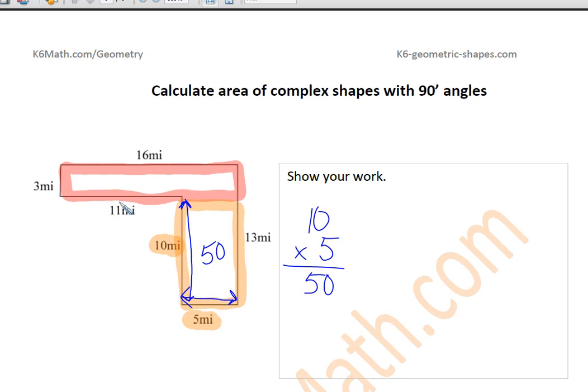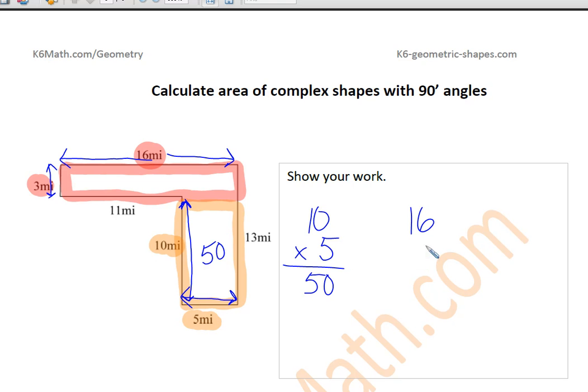Now the next one, the red one here, I'm going to take my length. Now be careful, make sure that you're using the right number. Don't use 11 because 11 is only the distance from this corner down to this corner. So don't use 11. We're going to use 16 because that's the distance from this corner all the way to this corner. So 16 is my length, and I'm going to multiply that by my width, which is 3 miles, because that's the distance from this corner to this corner. My length times my width.